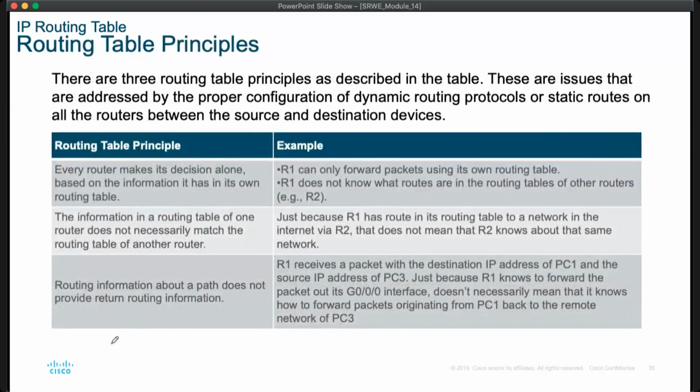Routing table principles. There are three routing table principles as described in the table. Though these are issues that are addressed by the proper configuration of dynamic routing protocols or static routes on all the routers between the source and destination devices.